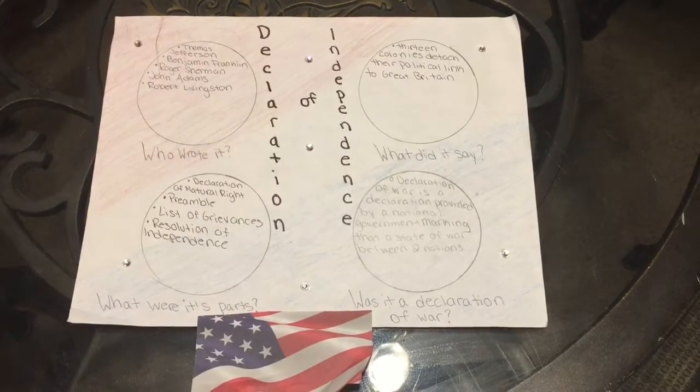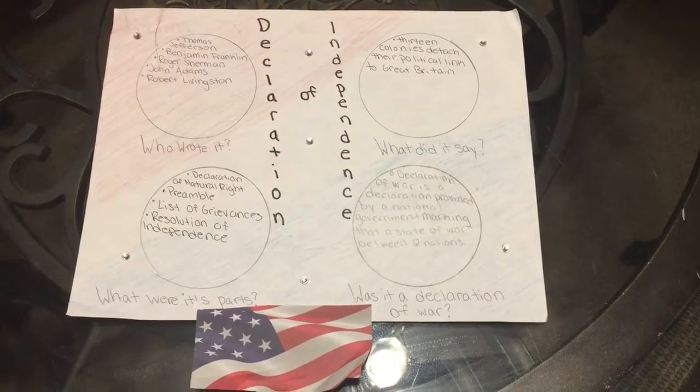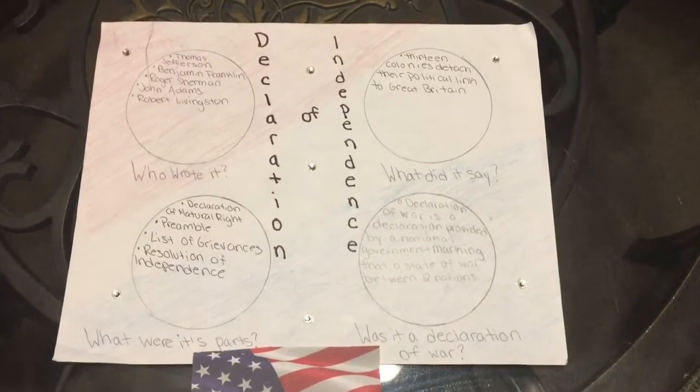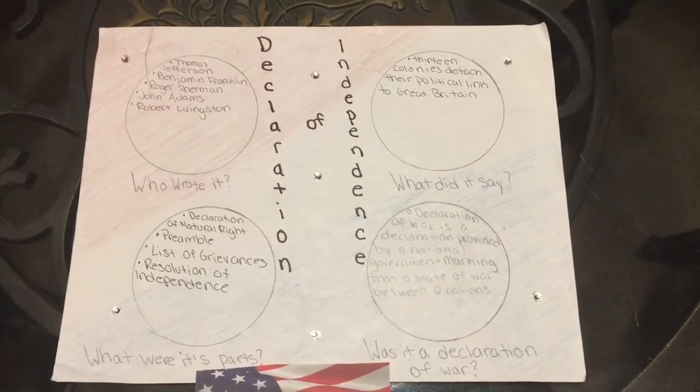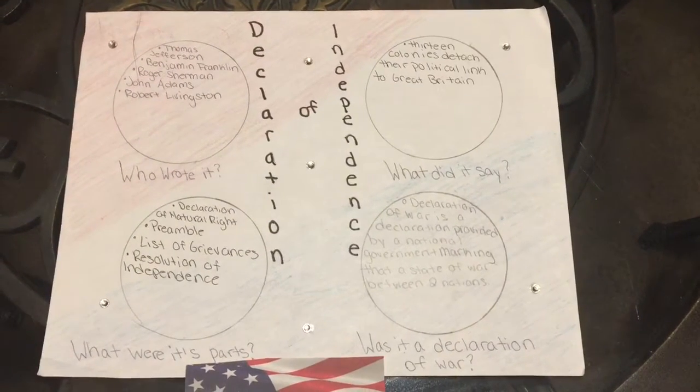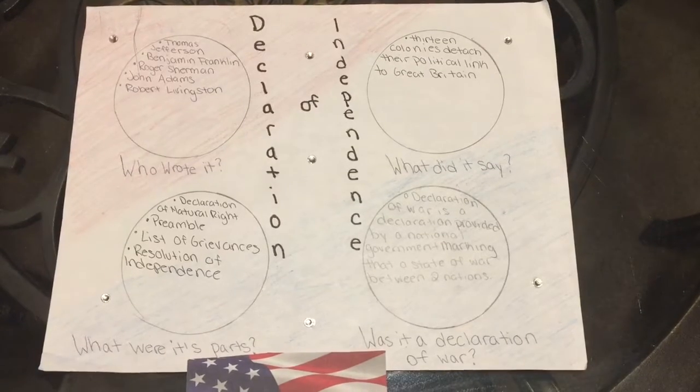Next is the Declaration of Independence, which was written by Thomas Jefferson, Benjamin Franklin, Roger Sherman, John Adams, and Robert Livingston, and was about the 13 colonies detaching their political link to Great Britain.